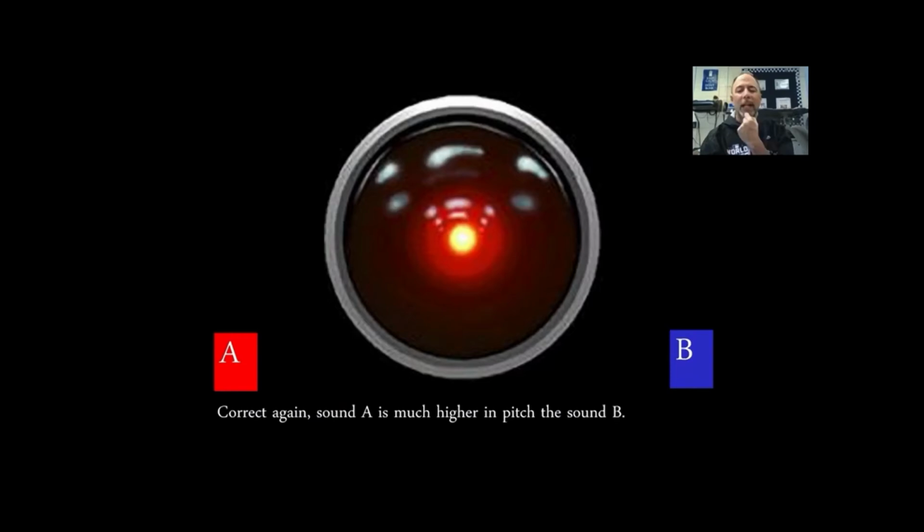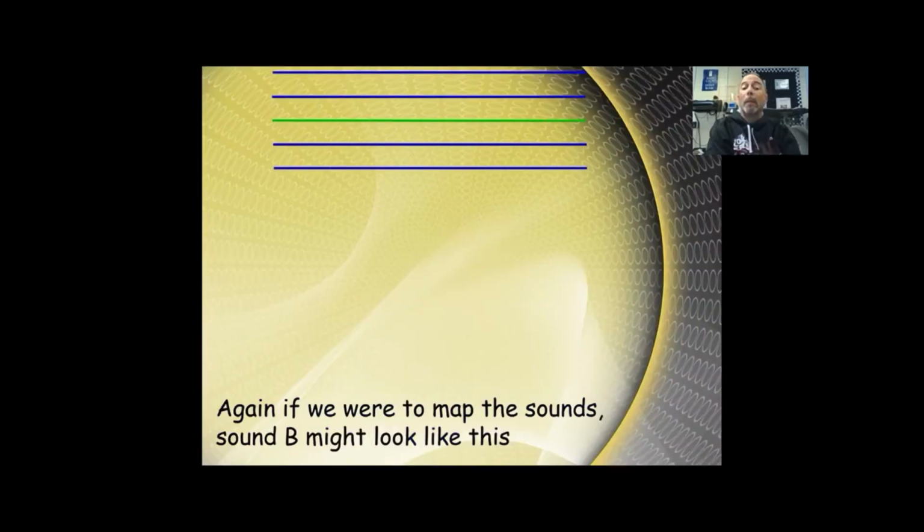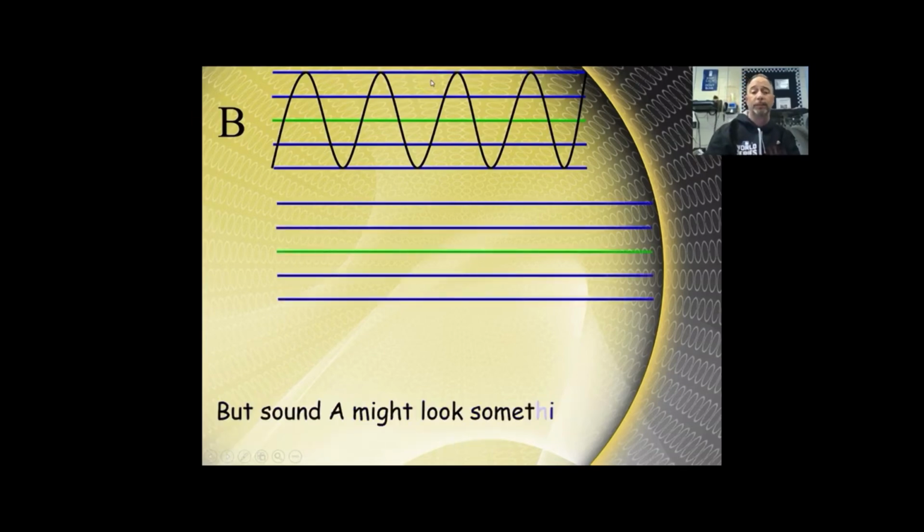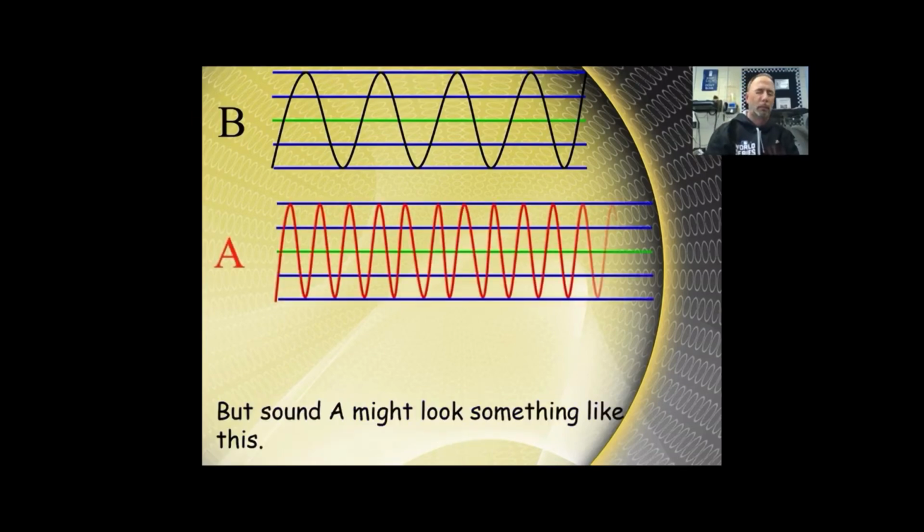A, definitely A. Much higher pitch than sound B. Again, if we were to map these sounds, sound B might look like this. It's loud. Frequency close together. If you look at the wavelengths, they're kind of close together. But if we stick A on there, not only is it melting my earlobes, but you see how close together the crests are. Many more waves passing over a point at the same time.